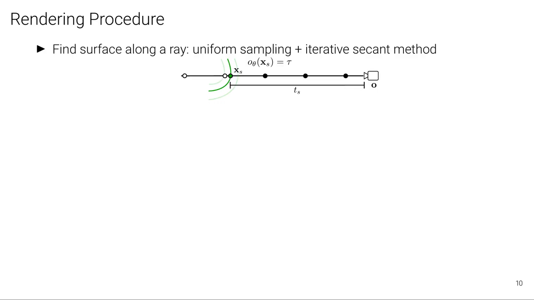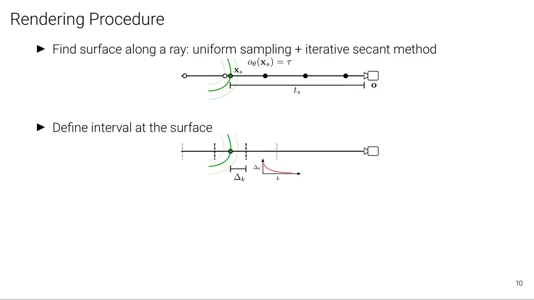We propose a three-step rendering procedure that allows for a transition from volume to surface rendering during the optimization process. The first step is to find the intersection point XS of a ray and the surface. Similarly to surface rendering methods like DVR, we perform uniform ray marching along the ray to find a step in the occupancies. Then we use an iterative second method to find the actual intersection point.